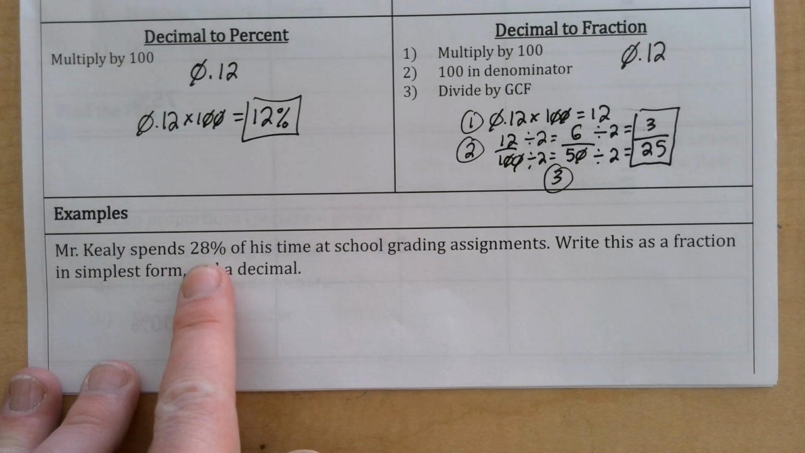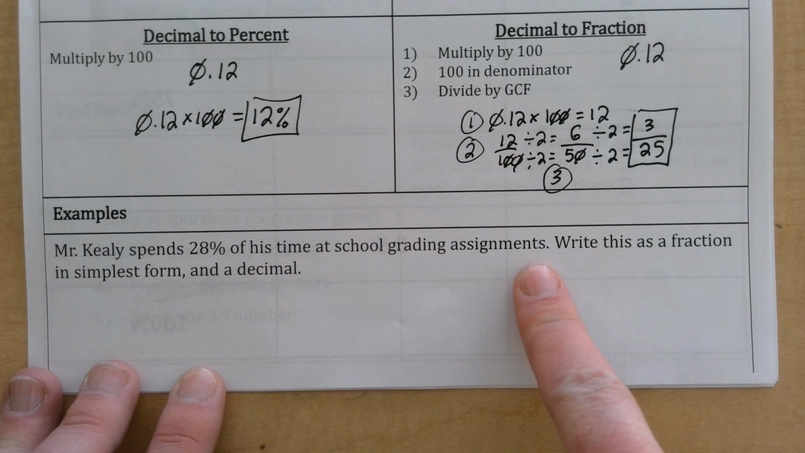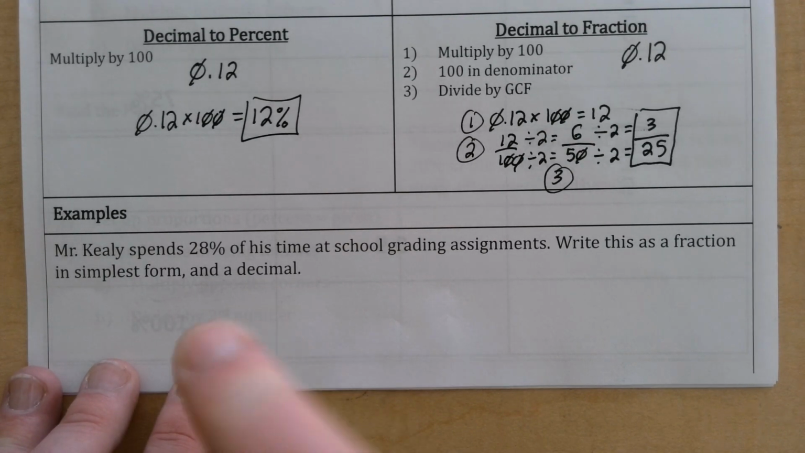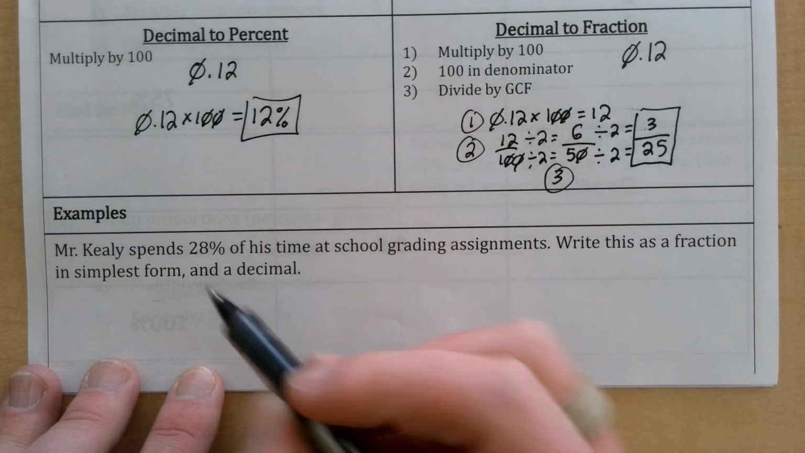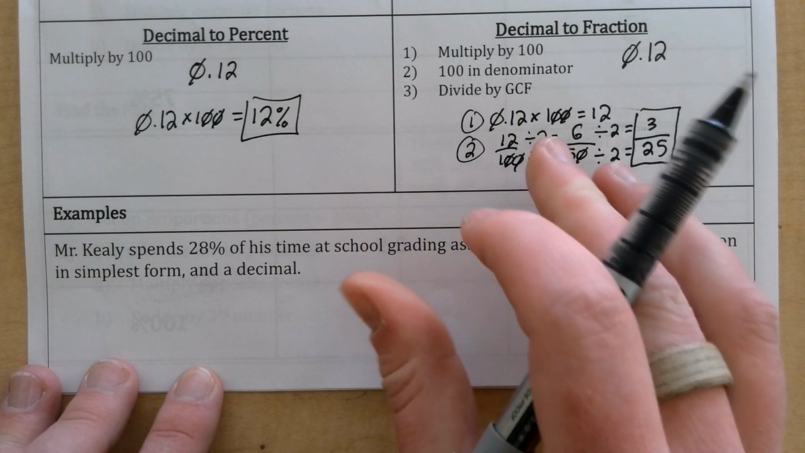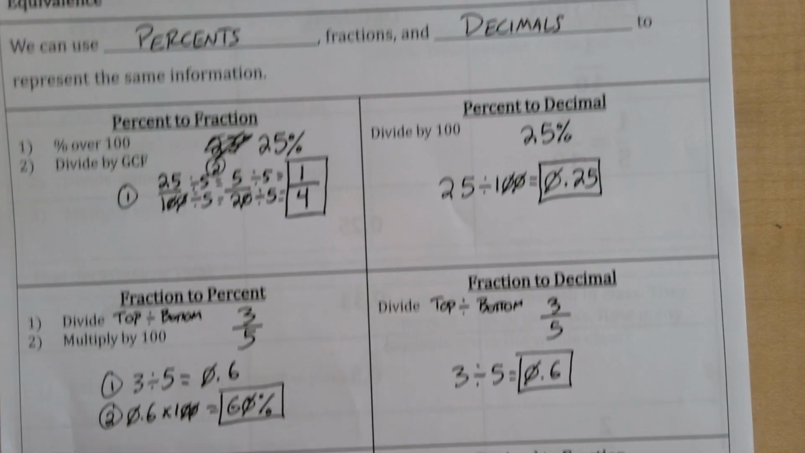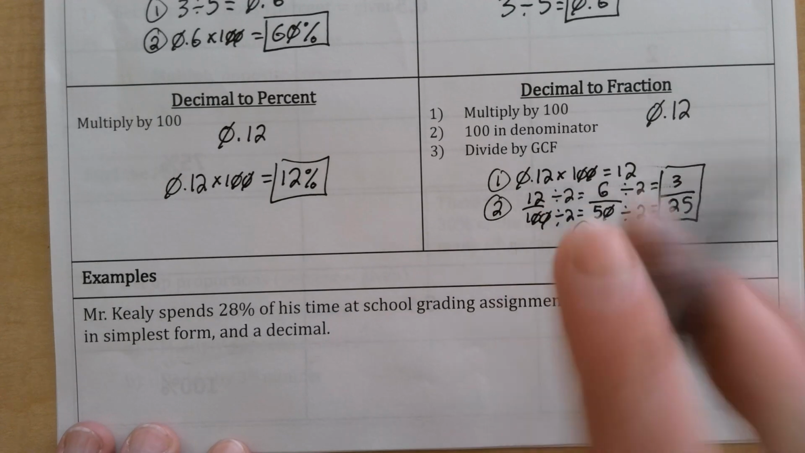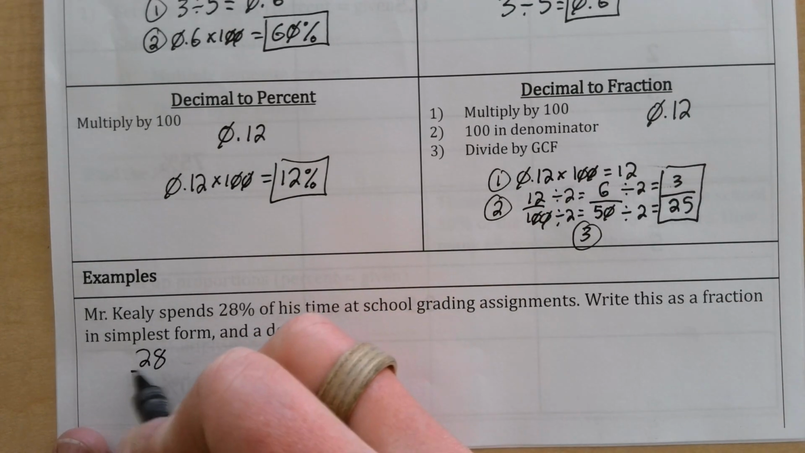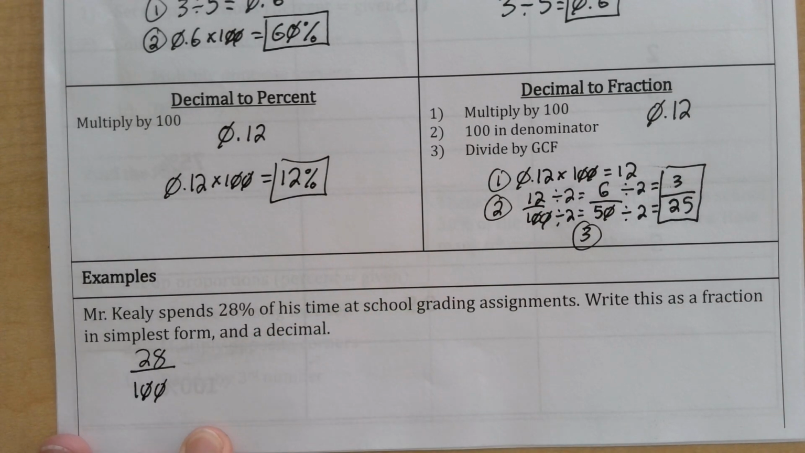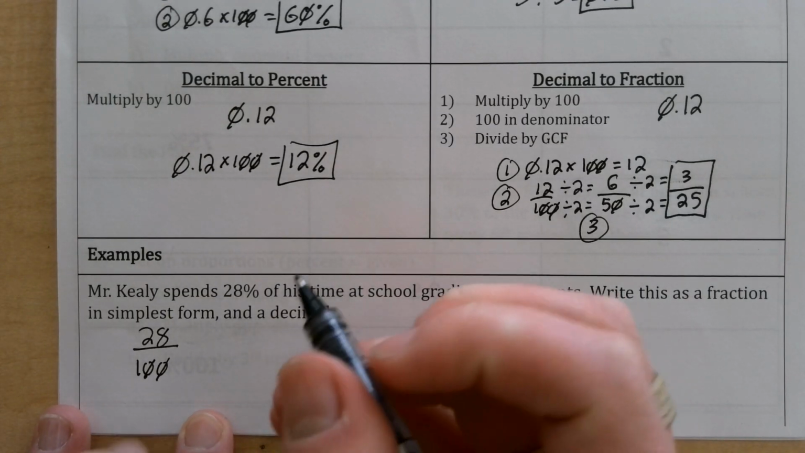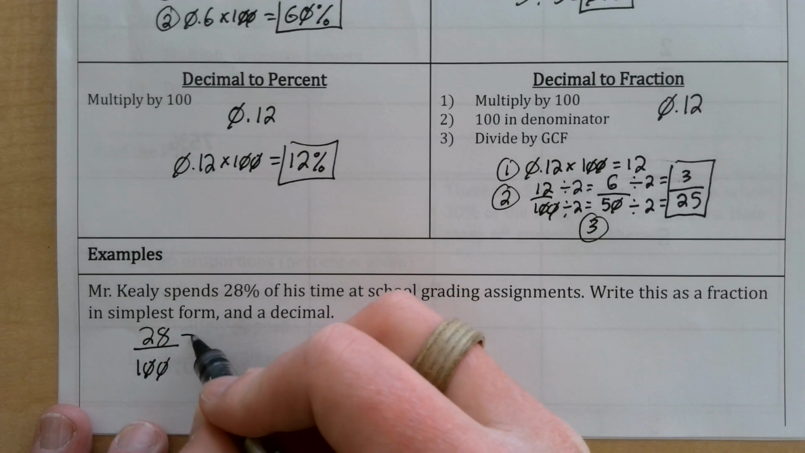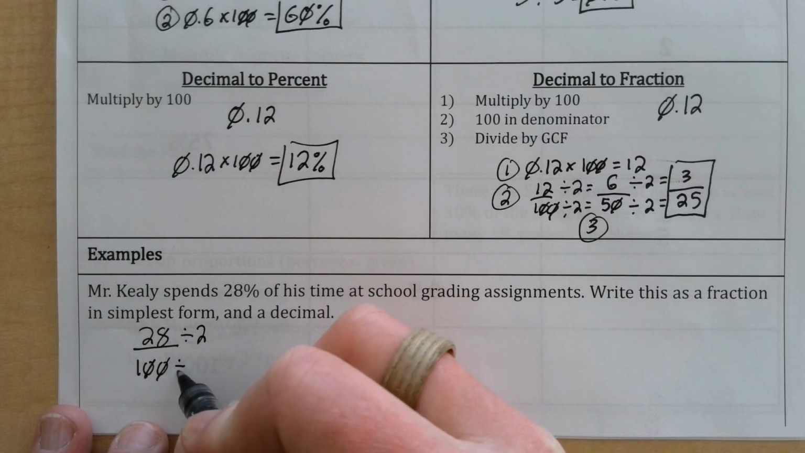So for example, Mr. Keeley spends 28% of his time at school grading assignments. Write this as a fraction in simplest form and a decimal. Well, 28% as a fraction, so we're going from percent to fraction. Percent to fraction, we're going to put it over 100 and divide by our GCF. 28 over 100. And now I need to divide by my greatest common factor. I don't know what my greatest common factor is. I think it might be 2. We'll start with 2 because they're both even numbers.